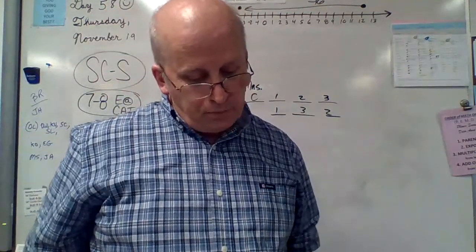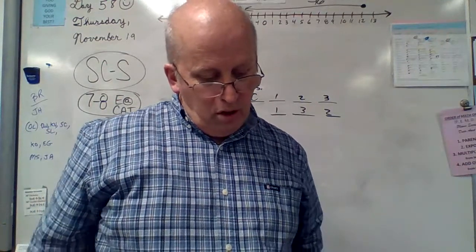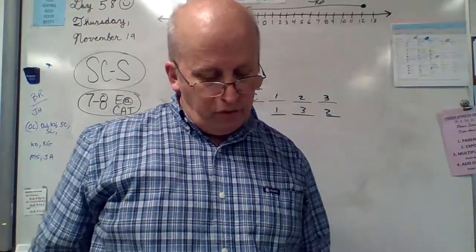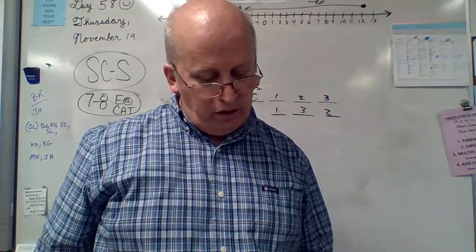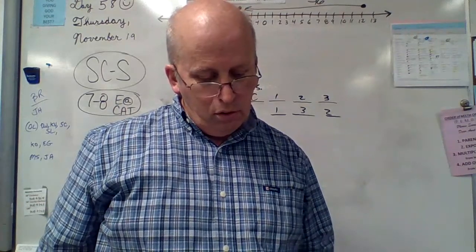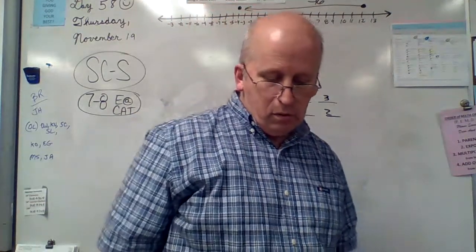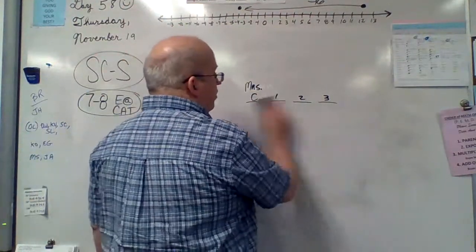Number 8. Members of the student council are raising money to attend a conference. The total costs of the conference are shown in the table. If 24 students are attending the conference, how much does each student have to raise? 24 students. How are you going to figure that out?